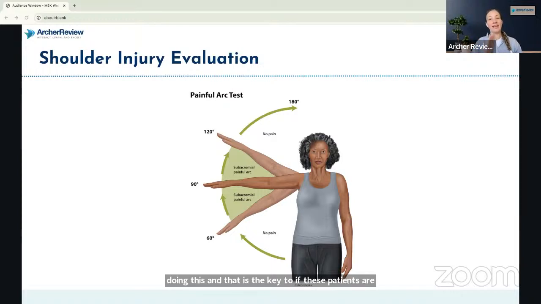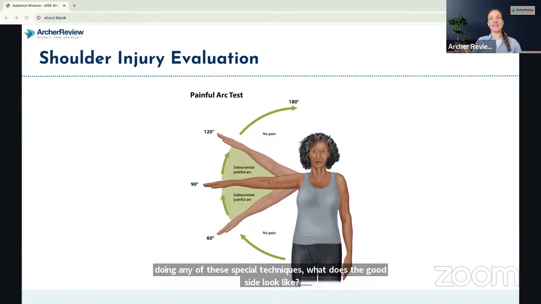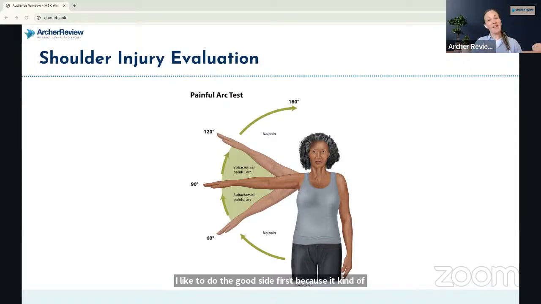And we're always comparing side to side. Whenever we're doing any of these special techniques, what does the good side look like? I like to do the good side first because it helps our patient know what's coming for their bad side, and we can get a real visual. This is what normal looks like in this patient, because normal for everybody is not the same. So normal in this patient looks like this, and here's what the affected limb or joint is looking like, and it cues us into what exactly could be going on. So side to side comparison is critical.